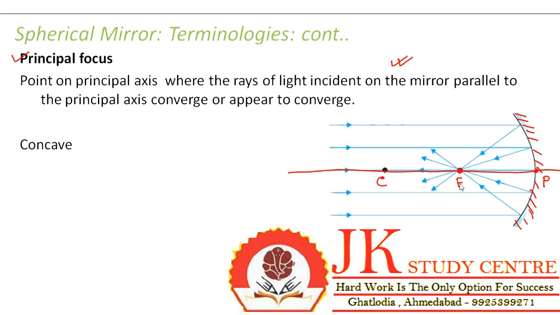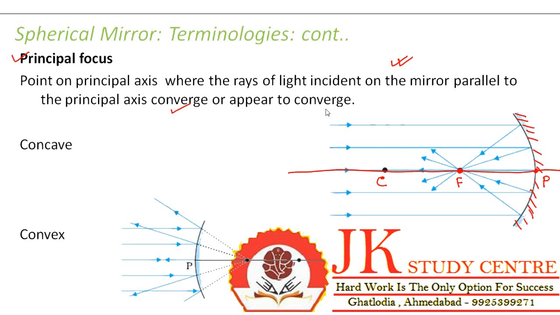So what is principal focus? It is the point where the incident rays, which are parallel to the principal axis, after reflection converge or appear to converge. In the case of a concave mirror, the rays of light actually converge. Then why did we use the term appear to converge? That is the scenario for a convex mirror, because in a convex mirror, when incident rays parallel to the principal axis strike the mirror, they get reflected in this way. I mean, they get separated away from each other.